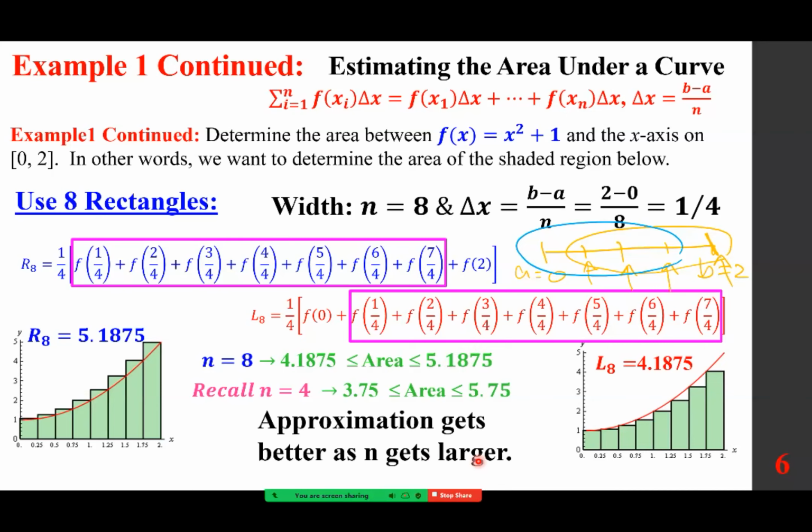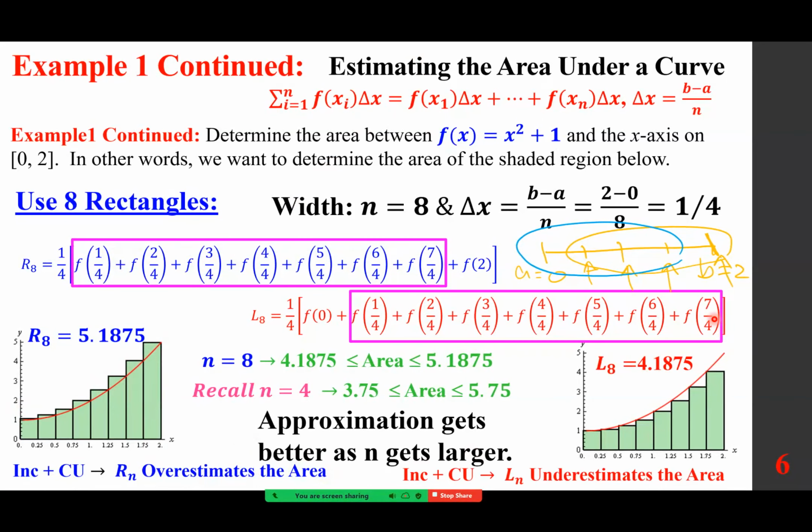Also, I want you to notice this function was an increasing function from at this point, okay? And it was concave up. So clearly, R sub n overestimates the area. So the area of what you're looking for is actually smaller than that. That's why we say overestimate. On the other hand, because it's increasing and because it's concave up, L sub n would underestimate the area.